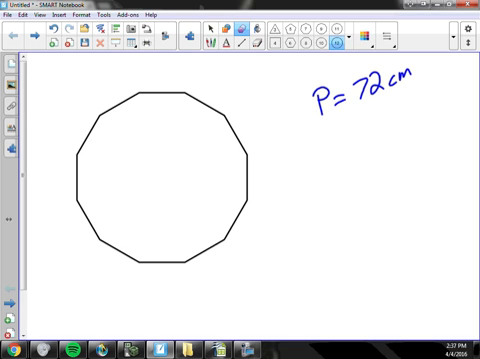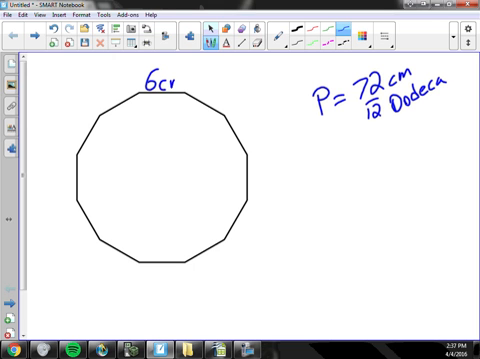There we go. This is a dodecagon. The prefix for 12 is dodeca. This is a dodecagon. So each side length, we divide this by 12, and we get 6 centimeters.